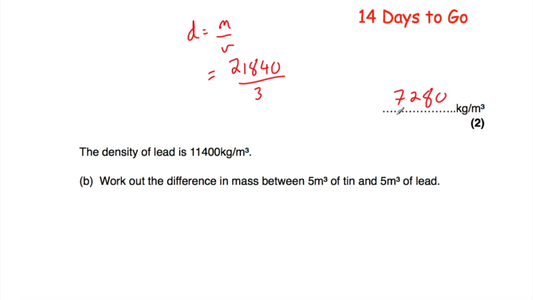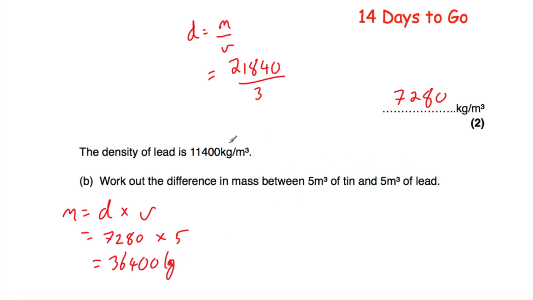Okay, let's start off with the tin. We know that each meter cubed is 7,280 kilograms, and we've got 5 meters cubed, so we just need to multiply this by 5. Remember that mass is equal to the density multiplied by the volume. So if we take the density, which is 7,280, and times it by 5, that'll tell us the mass of that tin, and that's equal to 36,400. So that's the weight of 5 meters cubed of tin.